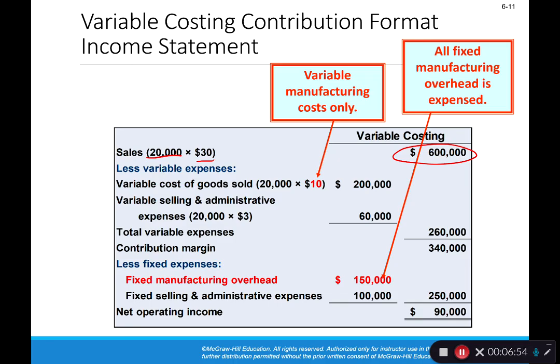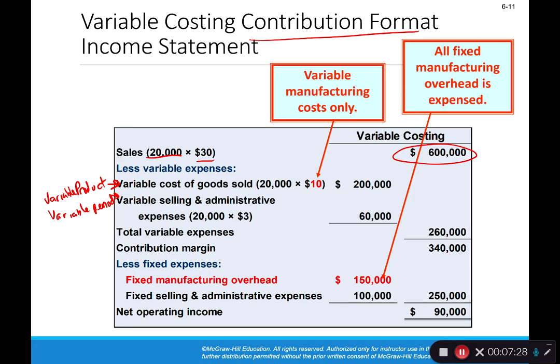Now, when we're using variable costing, we use the contribution margin format, which you may remember is sales minus variable cost equals CM, minus fixed cost equals NOI. So our variable costs come in two main categories. Our variable cost of goods sold, which is our product cost, our variable product cost. And then we have our variable selling and administrative, which is our variable period cost.